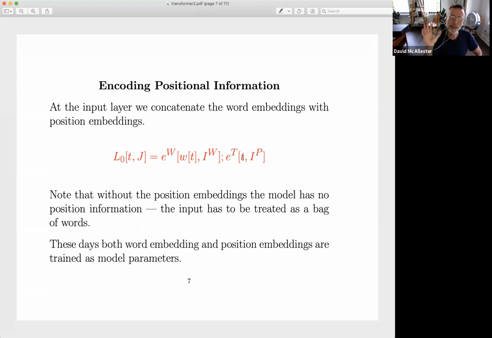In the original transformer, the position vectors were handcrafted: they made a vector out of cosines at different frequencies. But the modern architectures tend to train all of these. They train the word embeddings and the time embeddings as part of the model parameters. And there's more to say about that.